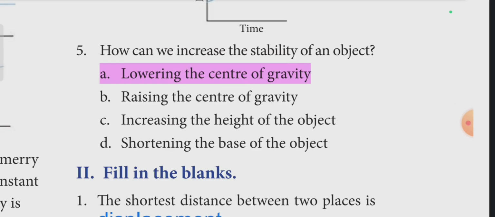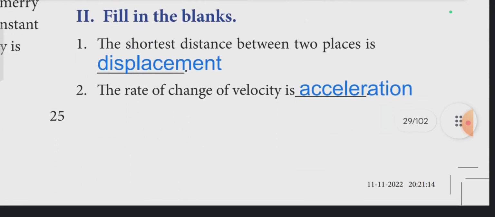How can we increase the stability of an object? Answer option A, lowering the center of gravity. Next, second Roman, fill in the blanks. First one, the shortest distance between two places is displacement. Second one, the rate of change of velocity is acceleration.